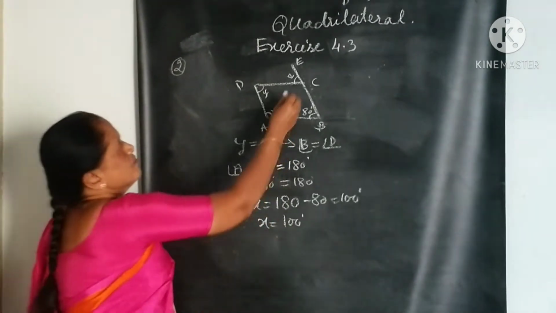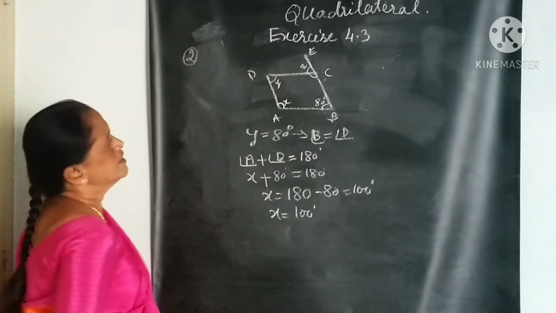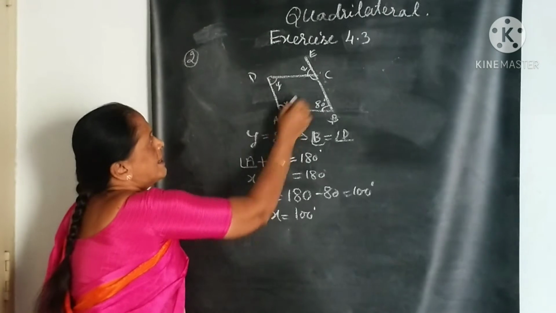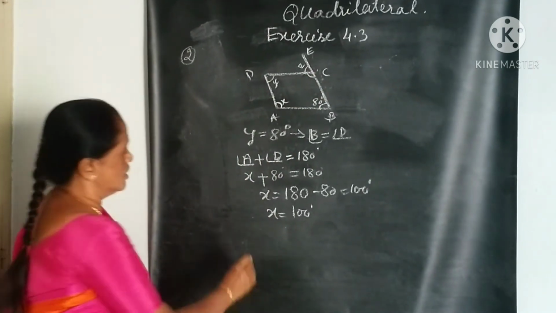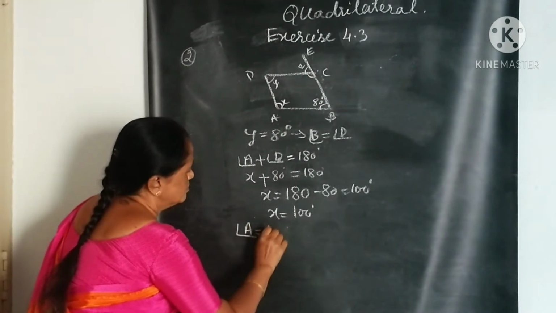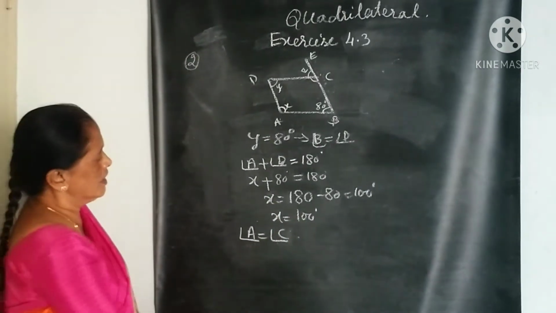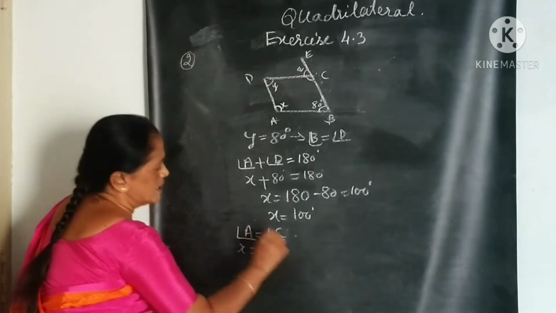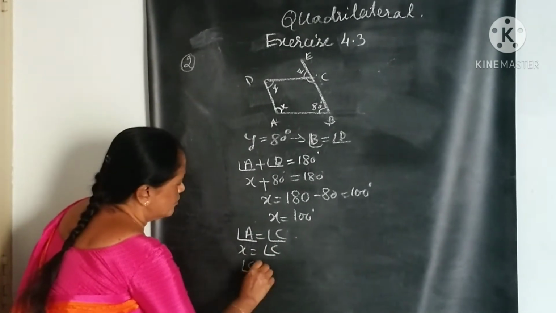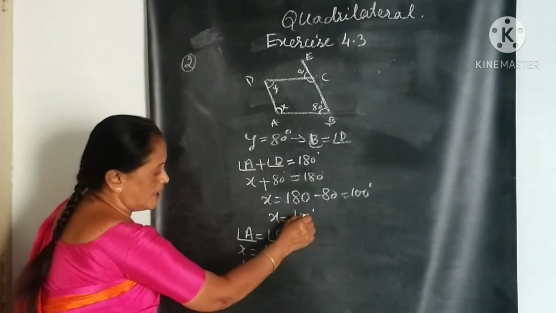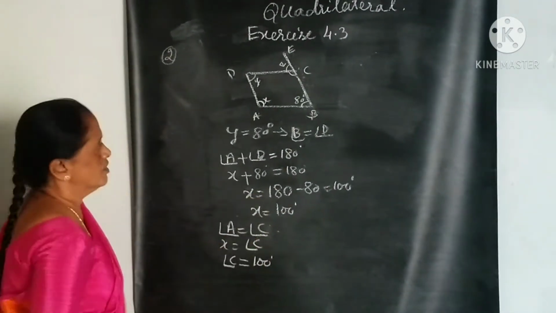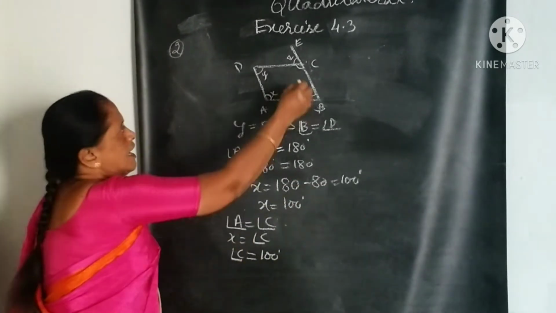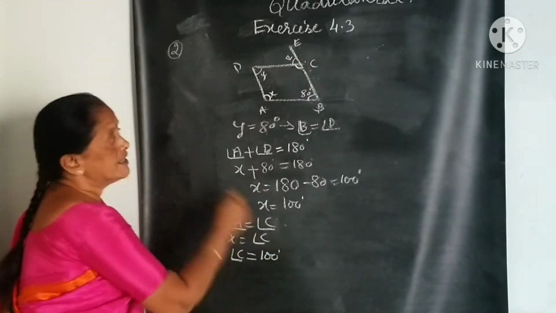Then find this angle C. That is angle BCD first. Angle A and angle C are opposite angles. They are equal. So then find angle C. Angle A is what? X. X is equal to angle C, or angle C is equal to X. X means how much? 100 degrees. So Y is 80, X is 100 and angle C is 100 degrees.